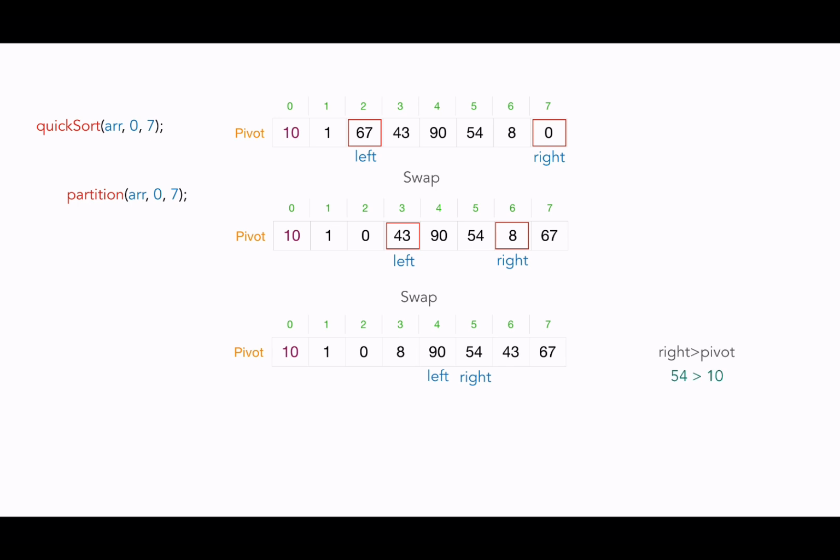Then there comes a point when the right pointer crosses the left pointer. And this is when we are done with the current pivot. At this point, it's time to perform partitioning. And that we do by replacing the value present at the right pointer with the pivot element.